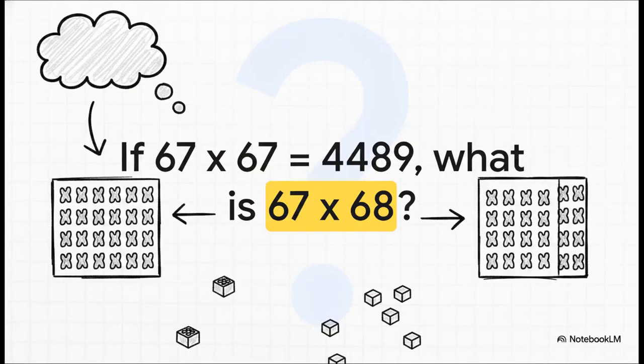To wrap up this explainer, I actually want to leave you with this pretty provocative puzzle taken straight from the end of Chapter 6. It really tests if you truly grasp the flexibility of multiplication. Okay, here it is. If you know for a fact that 67 times 67 equals 4,489, how do you find 67 times 68 without actually doing the long multiplication process? Think about what multiplication really represents. It's just adding groups. So if you already have 67 groups of 67 and you need 68 groups of 67, what do you need to do?